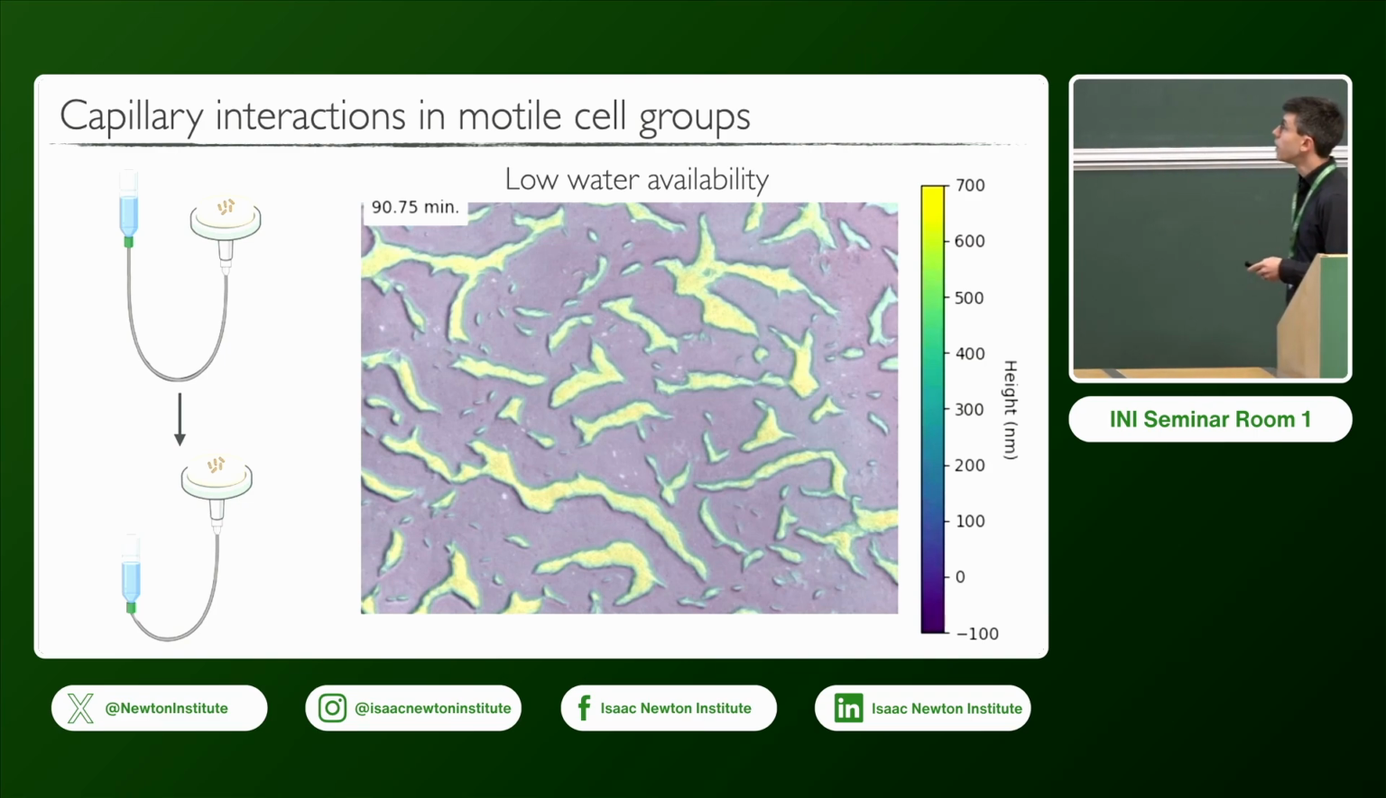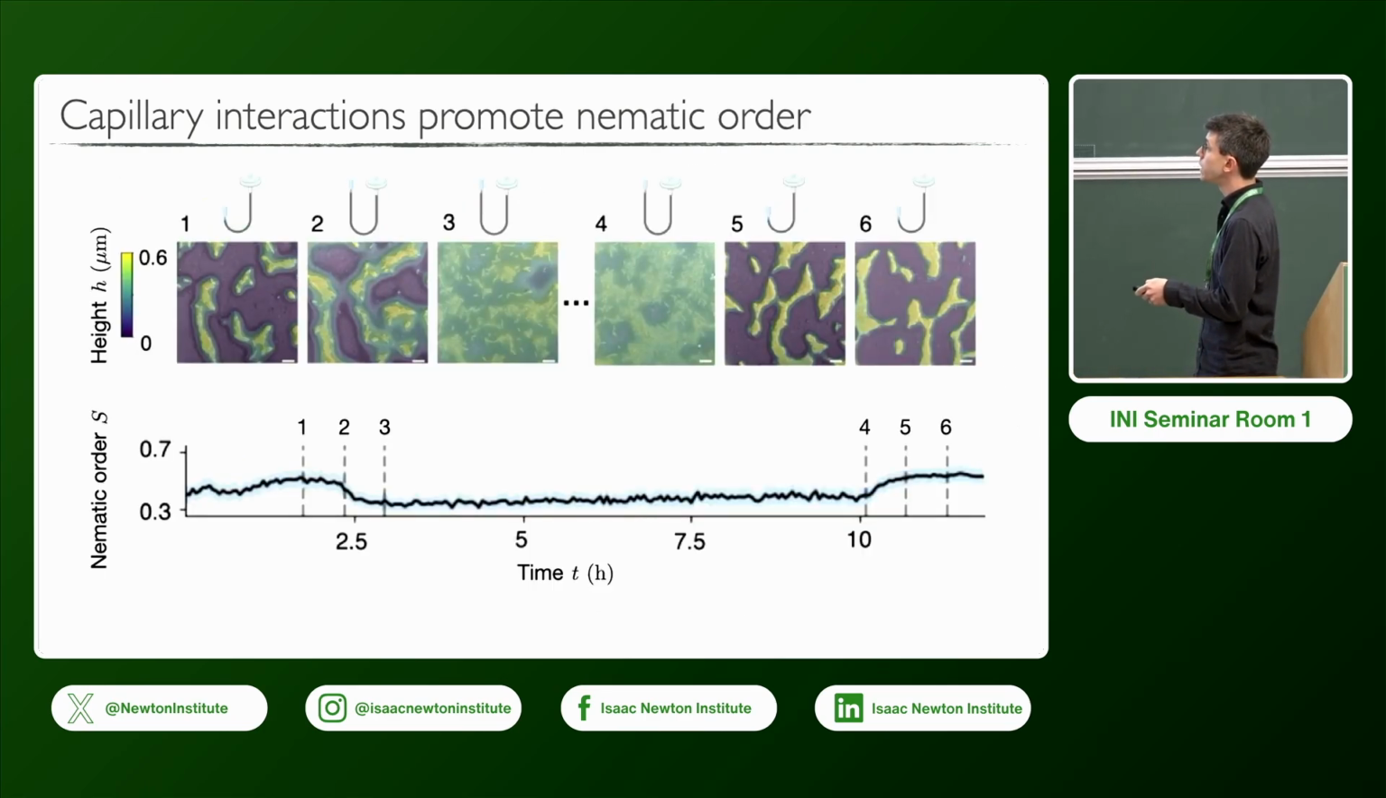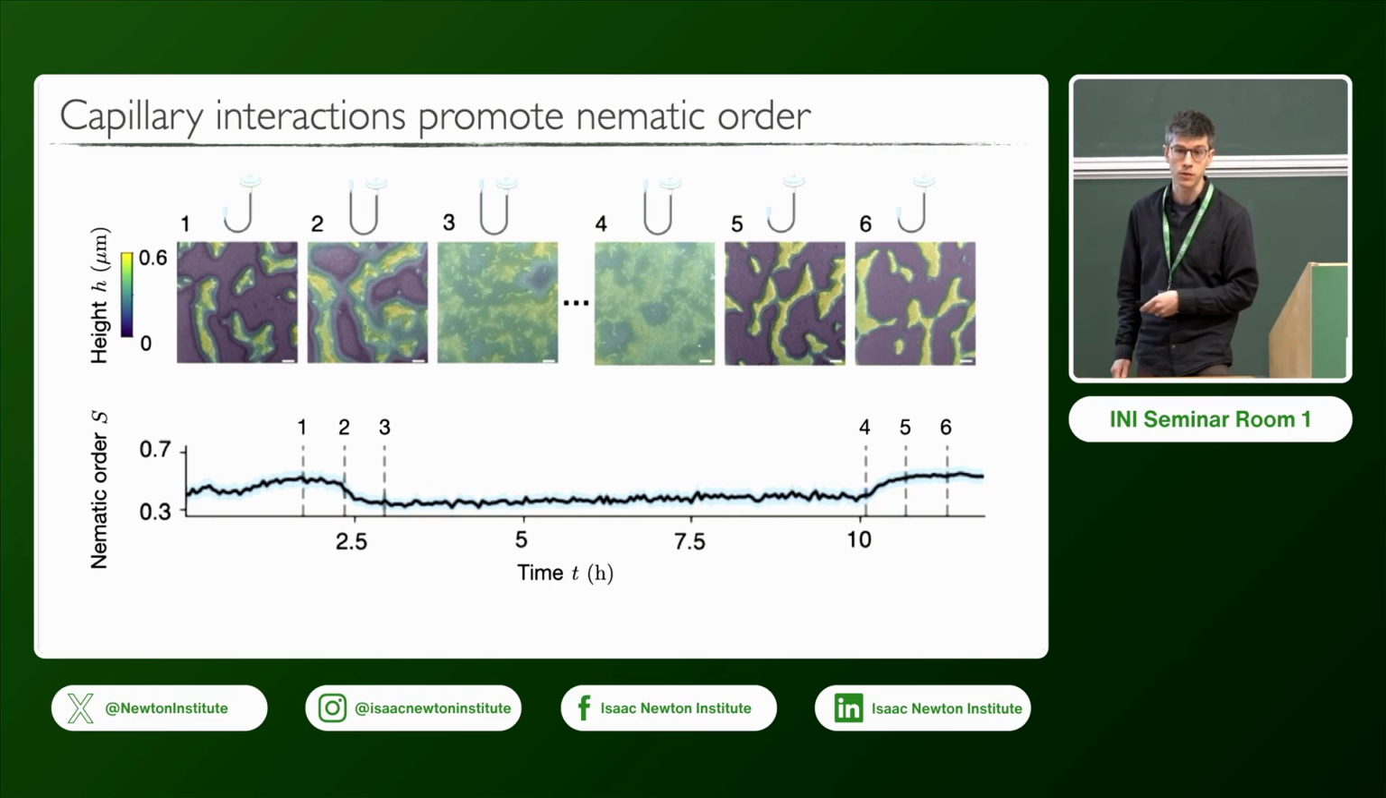All right. The other thing I want to show you is that when you get these nematic streams, of course the nematic order increases, and we also see this dynamically in one of these experiments in which we change the water reservoir. We start with a wide meniscus and a relatively high nematic order. Then we flood the system with water, and we lose nematic order, and the system becomes a roughly isotropic gas. But then as we make water unavailable again, we condense the cells into these nematic droplets again, and the nematic order correspondingly goes up again.